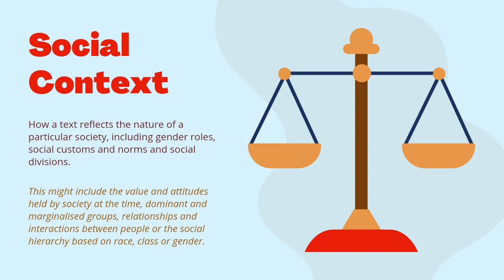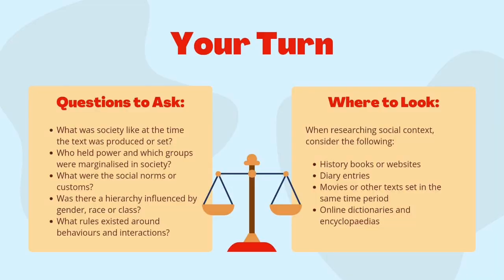Now let's take a look at social context. How a text reflects the nature of a particular society, including gender roles, social customs and norms, and social divisions. This might include the values and attitudes held by society at the time, dominant and marginalized groups' relationships, and interactions between people or the social hierarchy based on race, class, or gender. Here's a list of questions about social context.